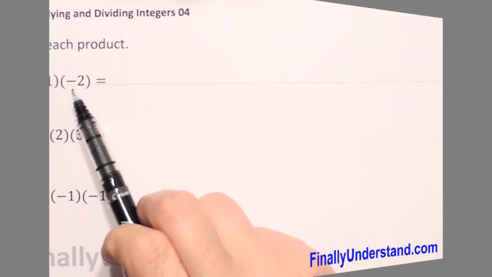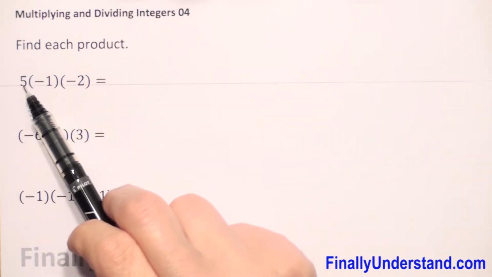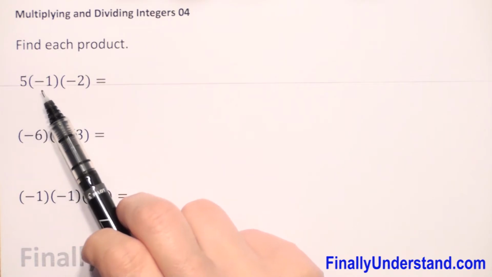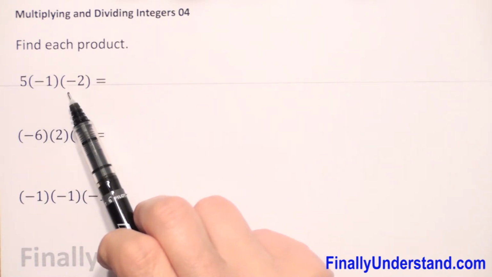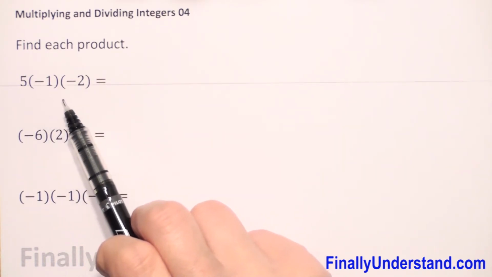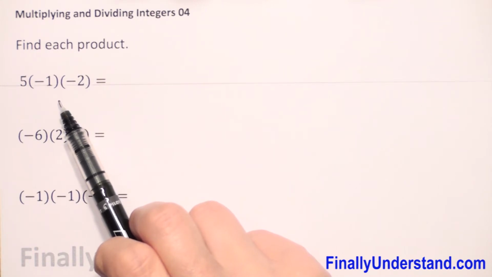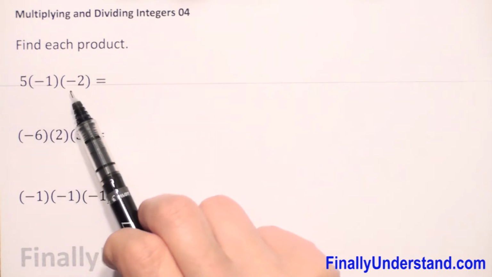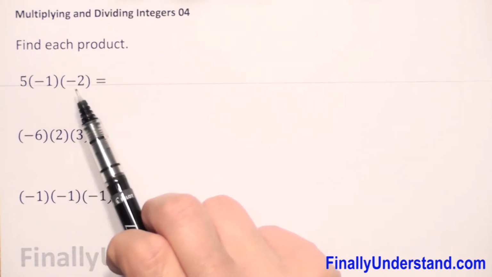Find each product. In the first example, we have 5 times -1 times -2. When we don't have any sign between numbers, it's always multiplication. We have 5 times -1 times -2. When we have multiplication, it doesn't matter which number we multiply first. So first times -1, or first times -2, or -1 times -2.